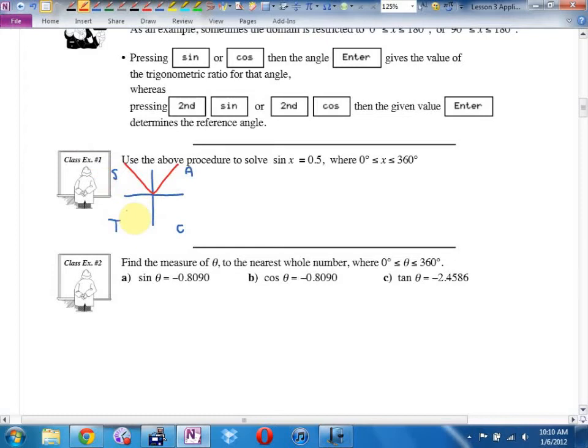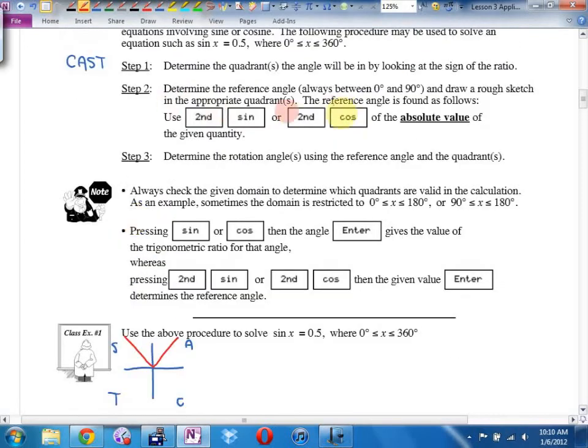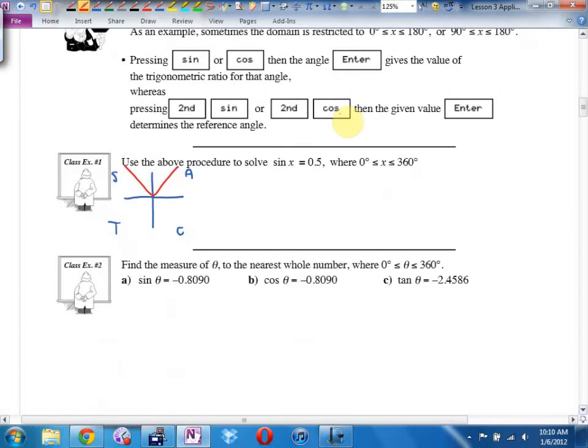Step two says, find the reference angle. Here's how we're going to find the reference angle. Remember the abbreviation I used last day for reference angle? There's my abbreviation for reference angle, R theta. And that's going to be, on my calculator, the inverse sine of 0.5. When you go inverse sine, shift sine, of 0.5 on your calculator, what do you get? 30. That's telling you the reference angle. That's telling you this angle here and this angle here, because that's how reference angles were defined.